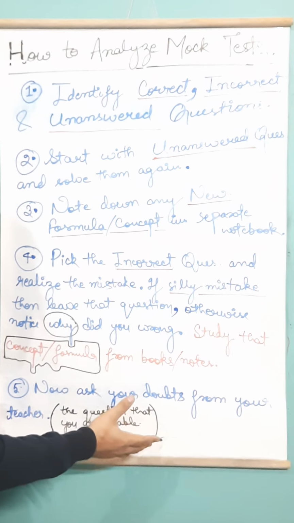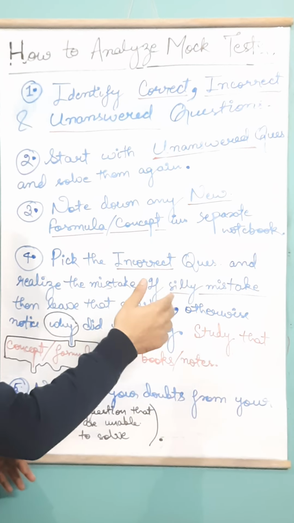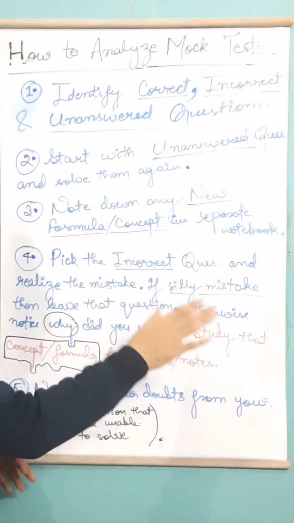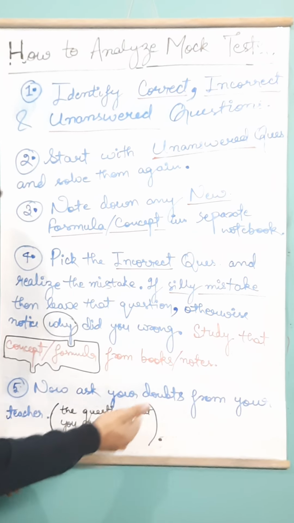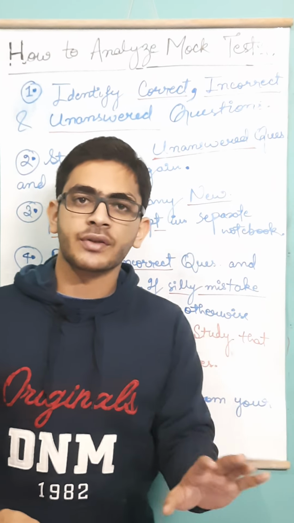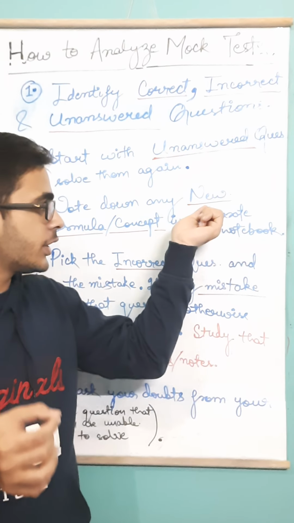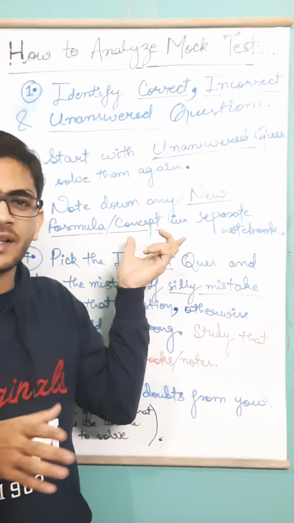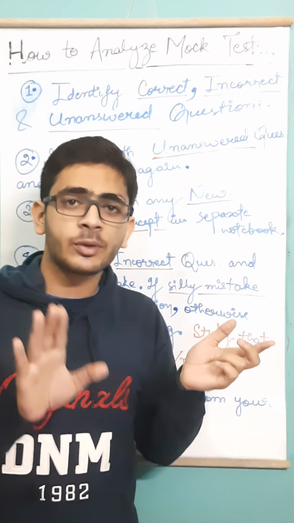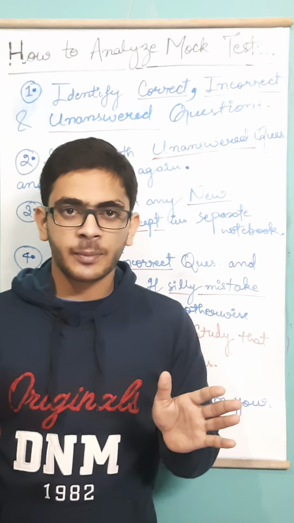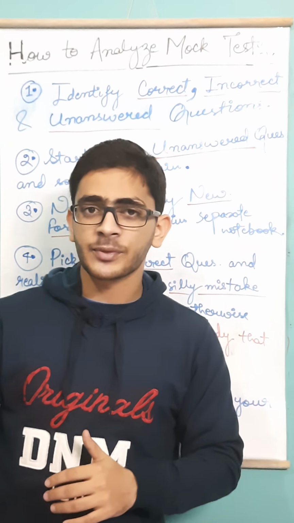Fifth and the most important point: after attempting all the unanswered and the incorrect questions, if there are still any incorrect or unanswered questions left that you don't have any idea about, the only solution is to ask your doubts from your teacher, the question that you are unable to solve. For example, there is an unanswered question and you have noted down the new formula, new concept in a particular notebook, but you are not able to understand it. We can note down that particular new concept because solutions are provided in the test series, so you can note down all the steps of that particular solution.